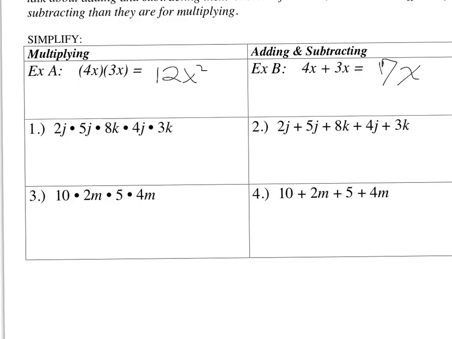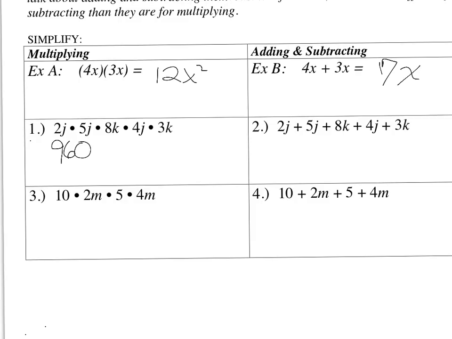Let's move down to the next row. When you multiply all these together, we start by multiplying all the coefficients. So 2 times 5, that's 10. 10 times 8, that's 80. 80 times 4 is 320. And 320 times 3, that's 960.